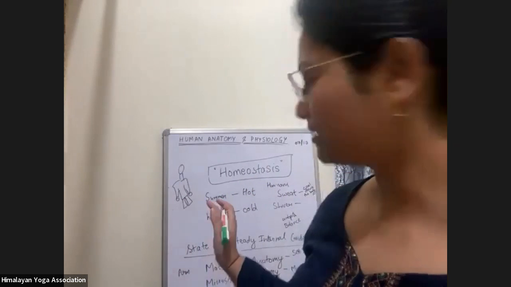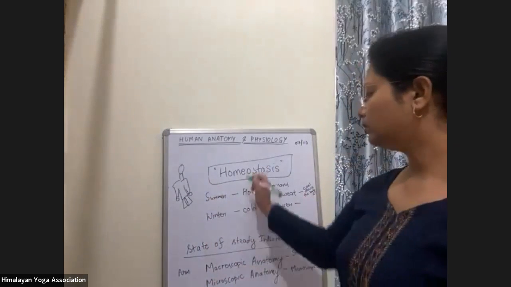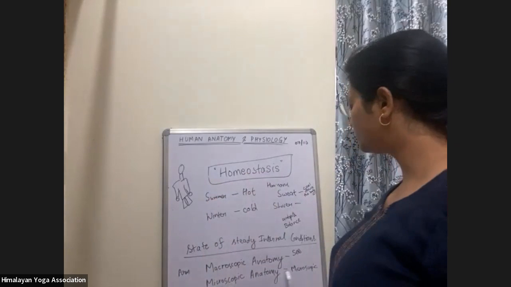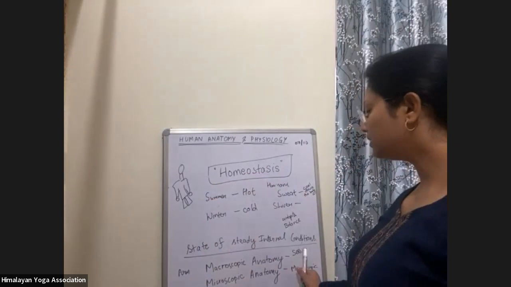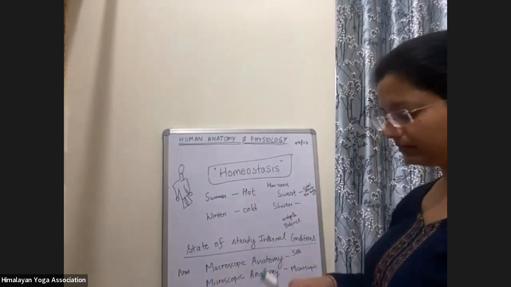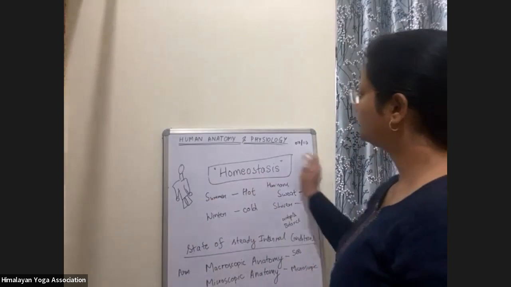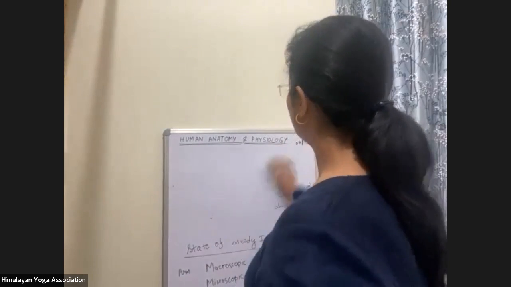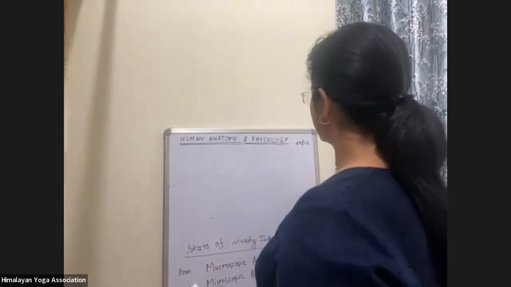Okay, so homeostasis, and then we have microscopic anatomy. Gross anatomy is something that we can see with our naked eyes, microscopic is something we can see only with a microscope. Okay, so we are done with another topic. Now we'll talk about the skeletal system.